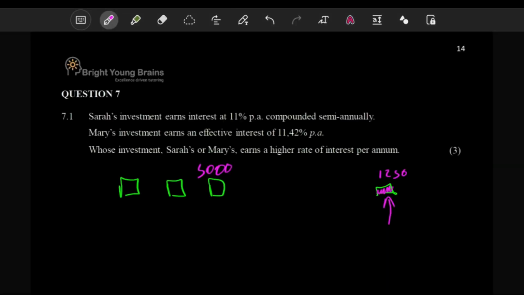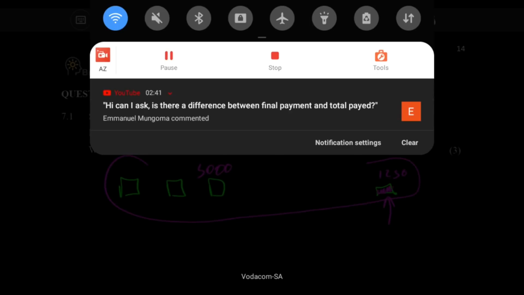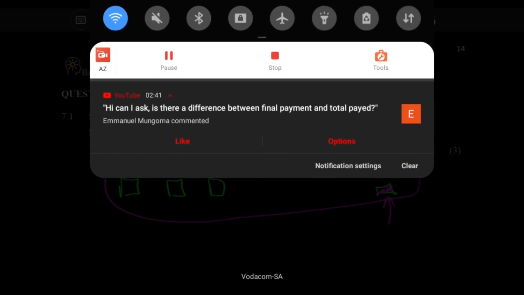So that's like your final payment. Total paid refers to everything that you would have paid over your period of paying off your loan. That's the difference between the final payment and the total paid, and that is something that I will write down to respond to Emmanuel Mungoma.